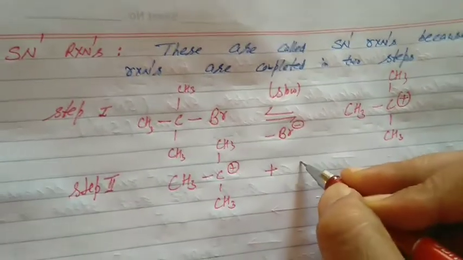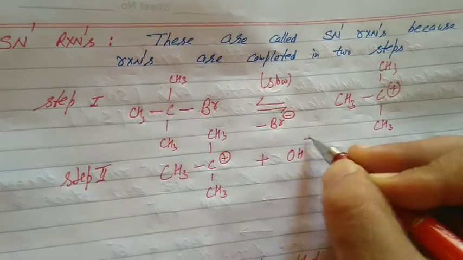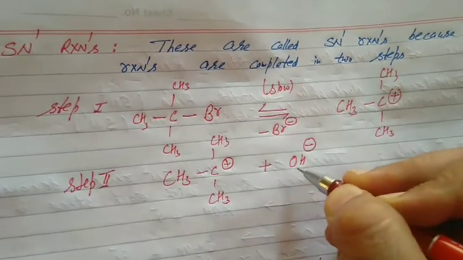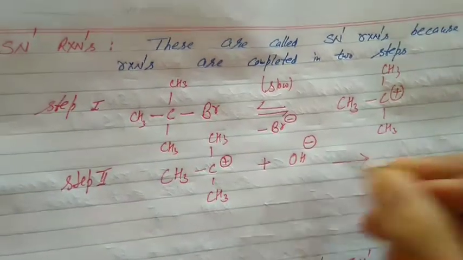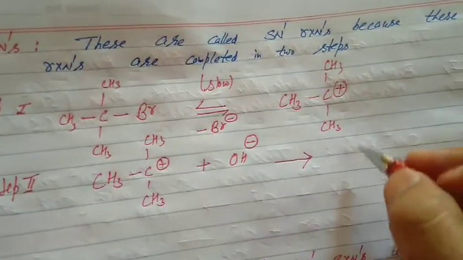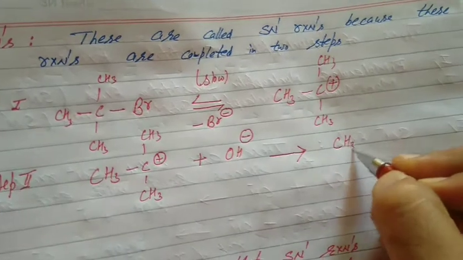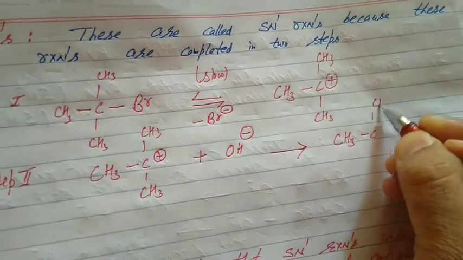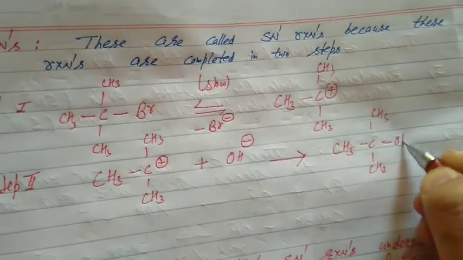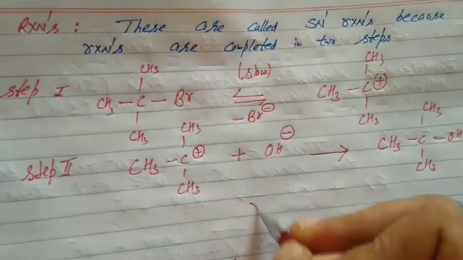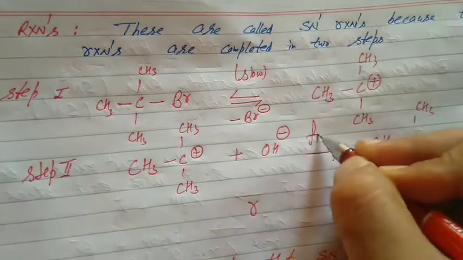Now the nucleophile will approach. That is your nucleophile, just like KOH aqueous. The negative part is the hydroxide ion. It will approach the carbocation and lead to the formation of a tertiary alcohol. SN1 reactions are completed in 2 steps. Now it is clear the rate of reaction. The second step is fast.